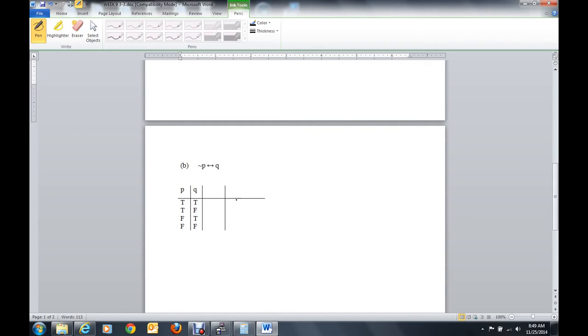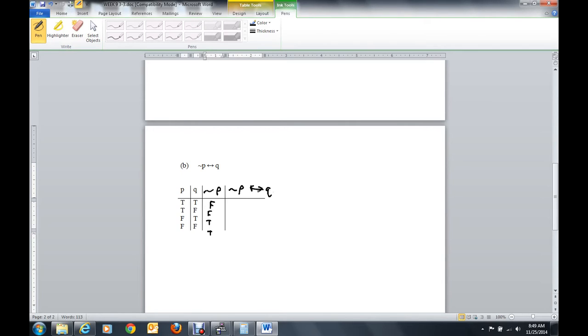Now on this example, I can't go straight from P to if and only if Q, because I have a squiggly P. So what I'm going to do first is find the truth values for squiggly P. If P is true, true, false, false, that squiggly means the opposite, or the not. So instead of true, true, false, false, it's going to be false, false, true, true. Now I can do my squiggly P with a two-sided arrow Q. So it's not P if and only if Q.